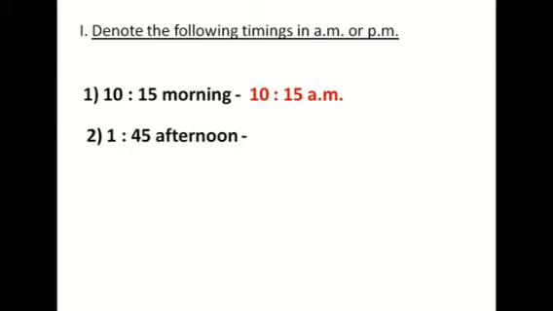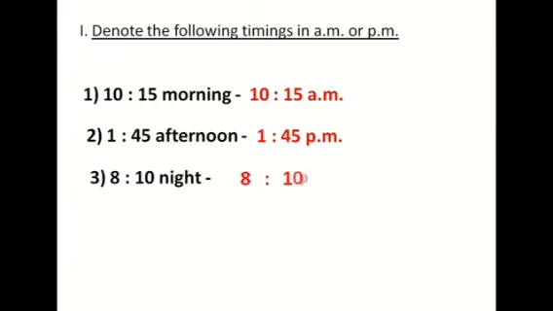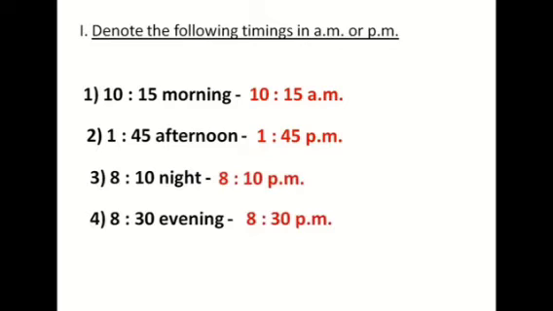Next question, 1:45 afternoon. So afternoon means it will be PM because it is after 12. Next, 8:10 night. So 8:10 PM. Next, 8:30 evening. So it will be 8:30 PM.